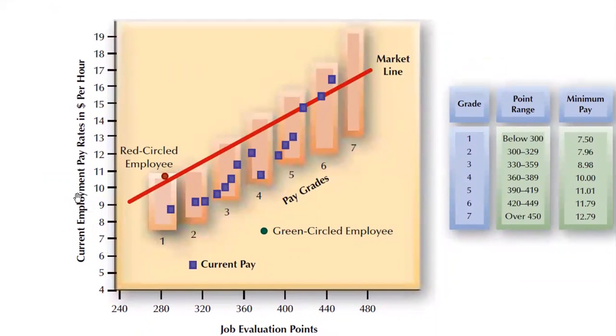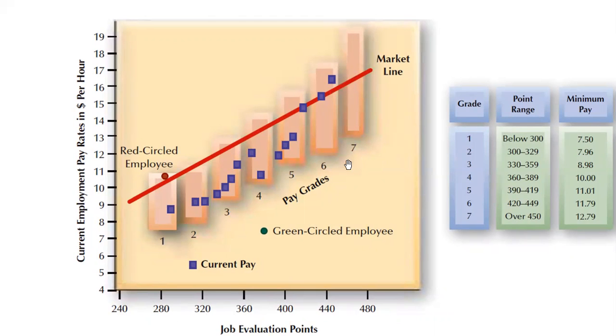Okay, on this y-axis, the current employee pay rates in dollars per hour. We assume it in rupees. The job evaluation points that are done are given by you. The 1, 2, 3 are the pay grades, and this is the minimum position and this is the maximum position for a grade 7 position.